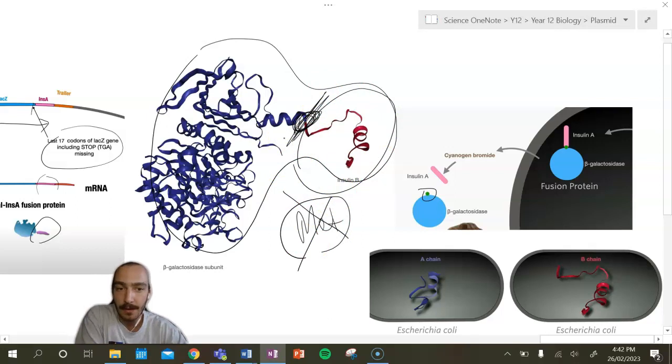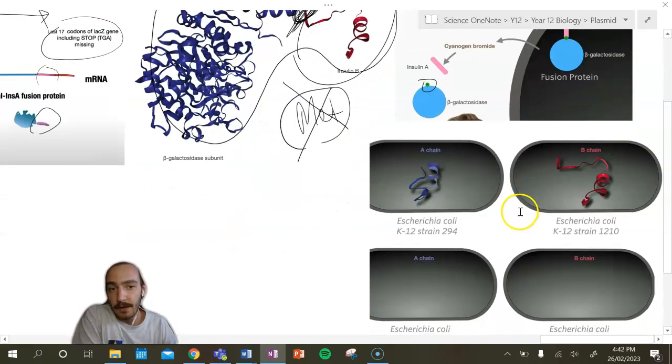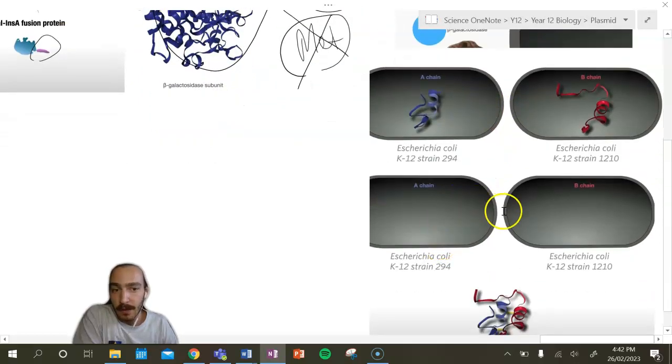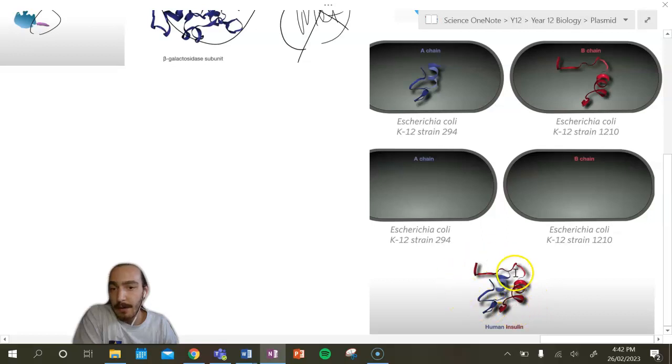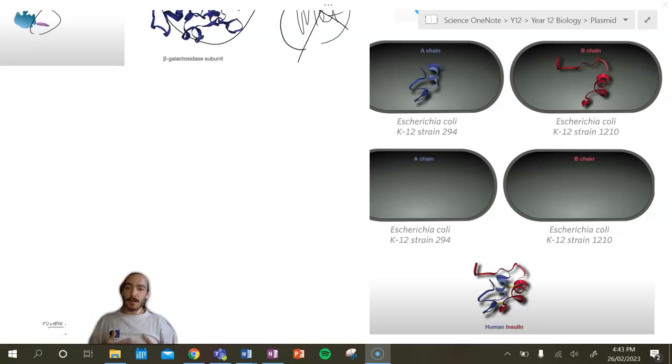How amazing is that? Then simply, once we've built this chain, the A and the B chain, we take them out of the bacteria and we put them together in a lab, and they will naturally come together and form functional insulin. It is absolutely awesome, and hopefully this video helped you understand the process. And of course, if you need more assistance, please let me know.